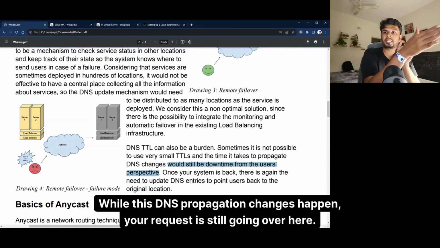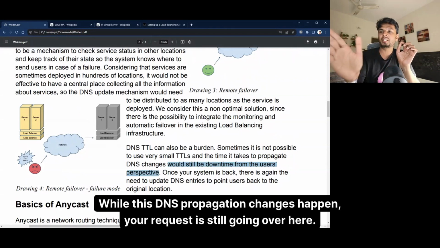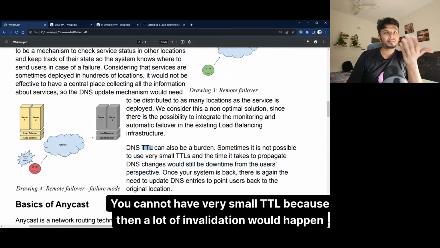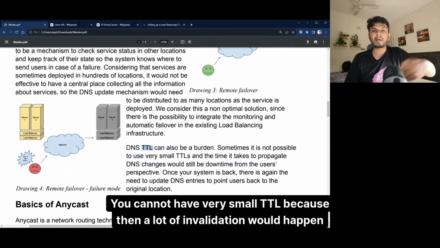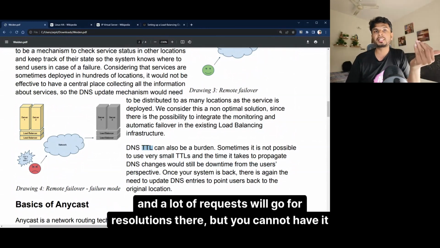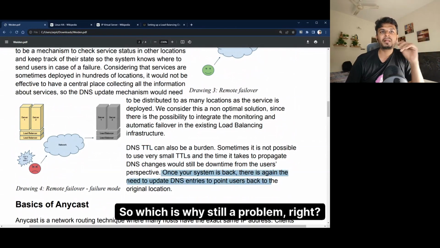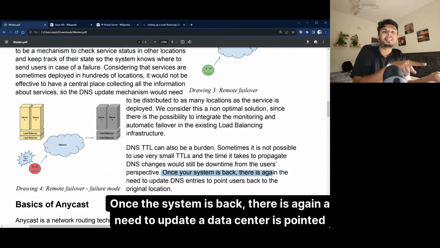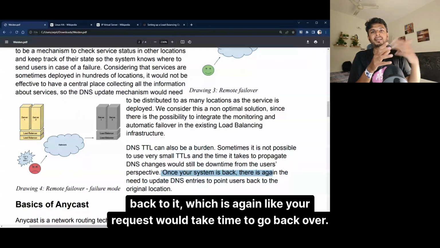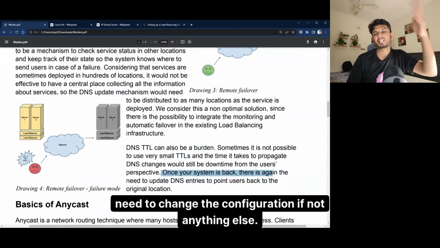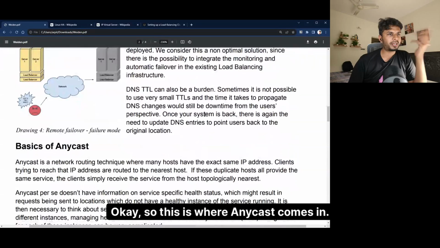While this DNS propagation happens, the request is still going over here, which from the user's perspective is still downtime. You cannot have a very small TTL because then a lot of invalidation would happen and a lot of requests will go for resolutions. But you cannot have it too long either, right? So that is why it is still a problem. Once the system is back, there is again a need to update the DNS entries to point back to it, and again your request would take time to go back over here. So for some time the user would still experience that, but at least you still need to change the configuration if not anything else. Okay, so this is where Anycast comes in.